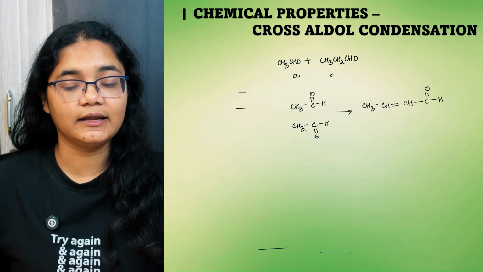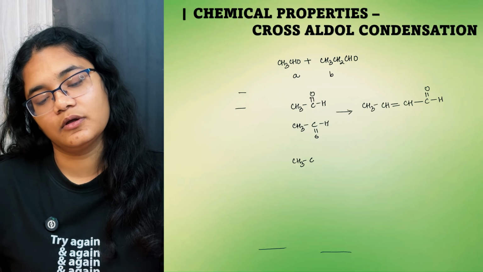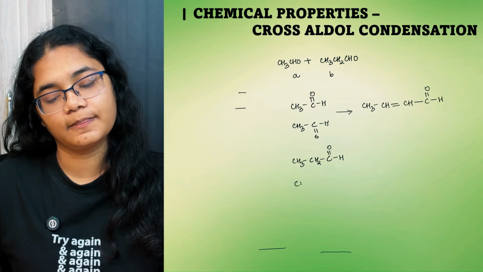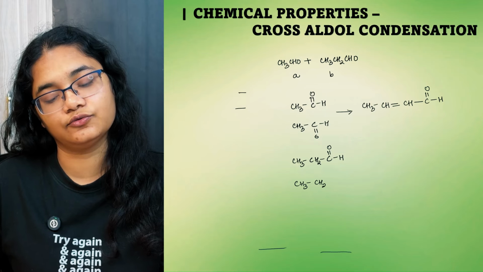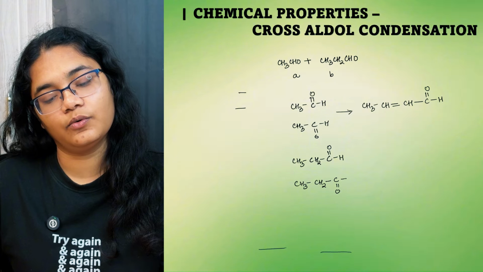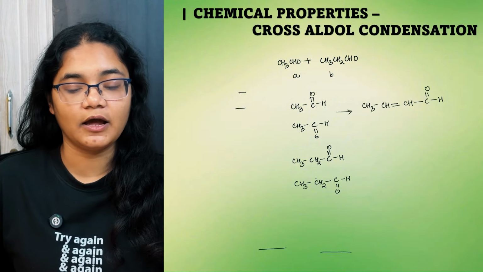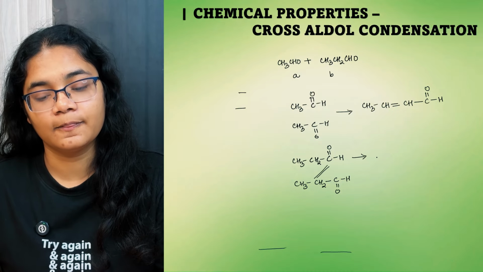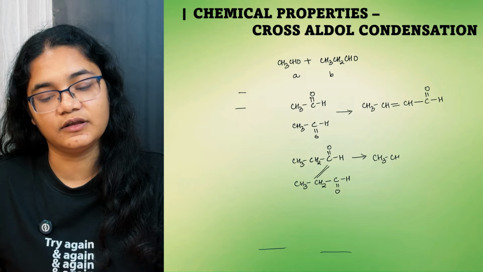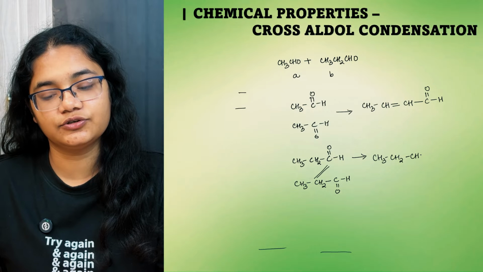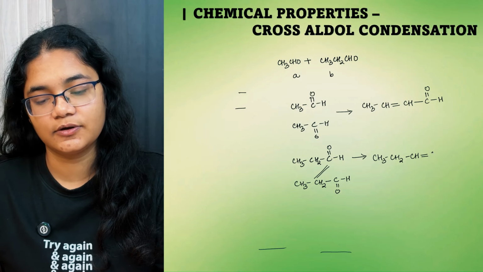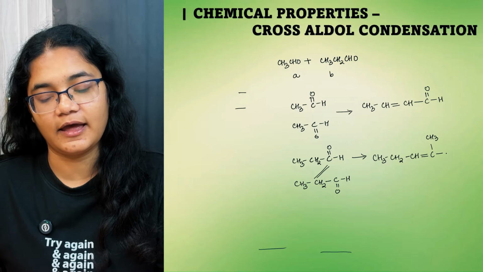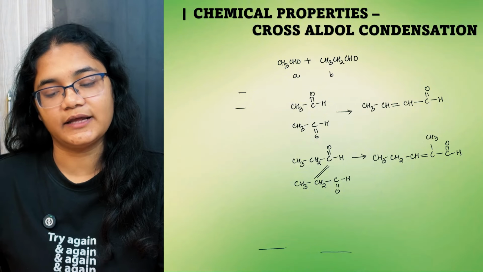Now if you are reacting B, that is CH3CH2CHO, with CH3CH2CHO, in that case what will happen? Again, you connect the alpha carbon to the carbonyl carbon. So that will give you CH3CH2CH double bond C, where there is another CH3 attached, and here we have CHO. Like this you have to see.